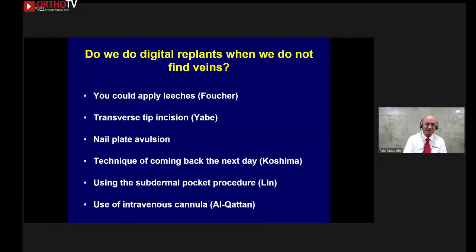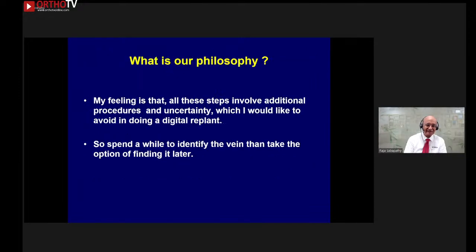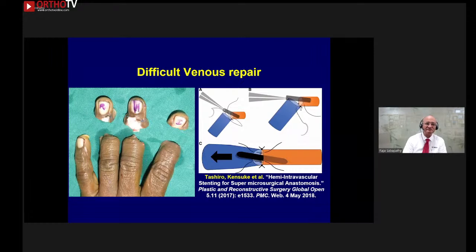Do we do digital replants when you do not find the veins? If you see the literature, there are a lot of techniques as to how you should manage if you are not able to find the veins. But when we started, I just made it a policy that I will not do a replant if I don't find a vein. I did that because if you have that in your mind, you will search for the veins a little bit harder. Once you spend a little bit of time, somehow you identify the vein, the results become so much better, and the post-operative period becomes so much nicer.